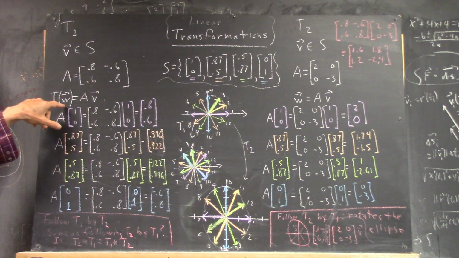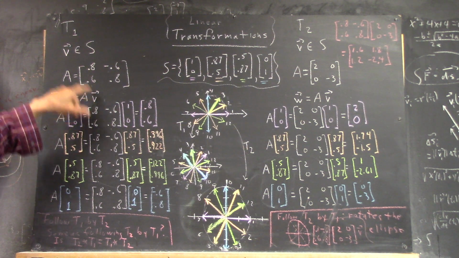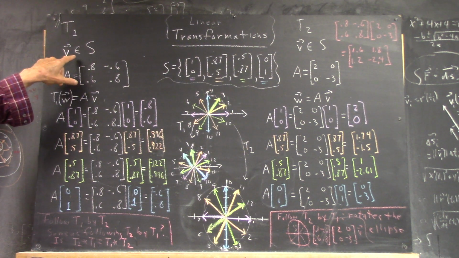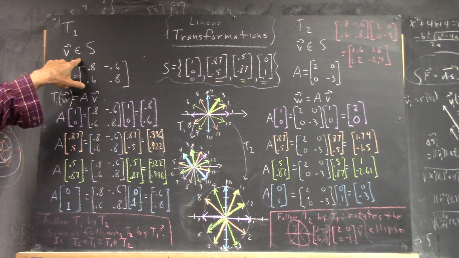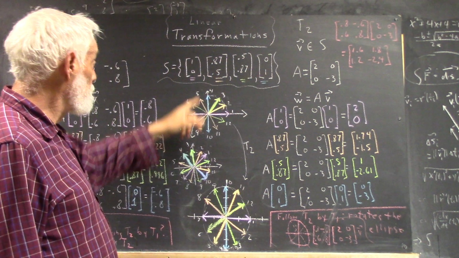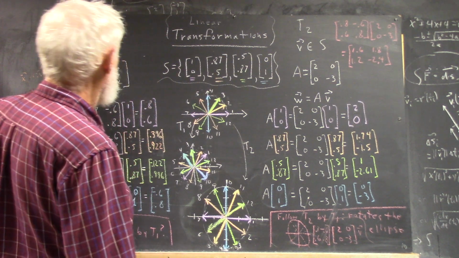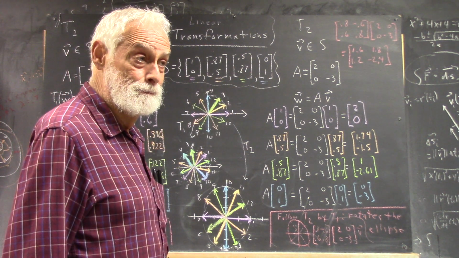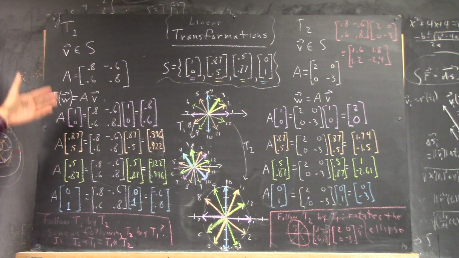Okay, so t1 of w, it's just the matrix a times v, where v is a member of the set S. You know that symbol? Everybody should know that symbol. It just means is a member of the set. So what's the set? The set is these vectors. What are the members? This, this, this, and this, right? So v is one of these vectors. Fair enough?